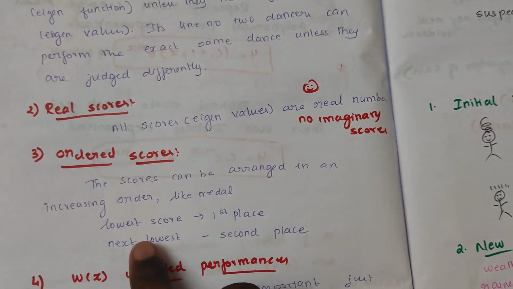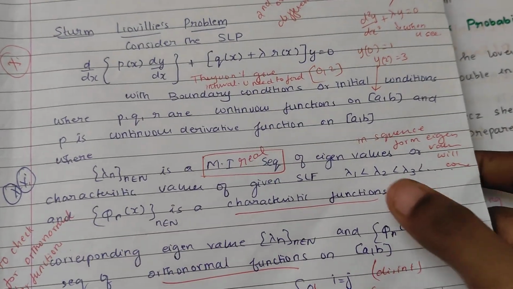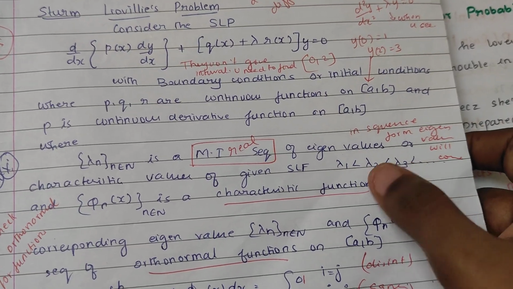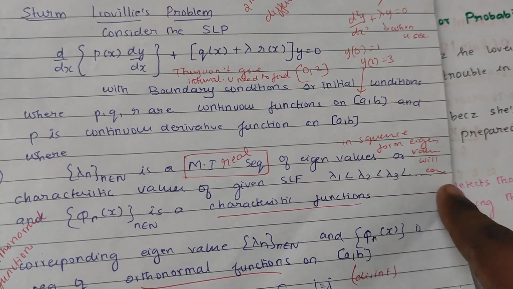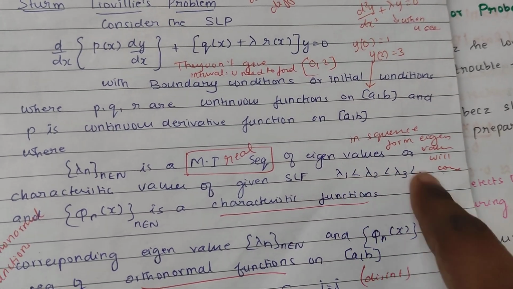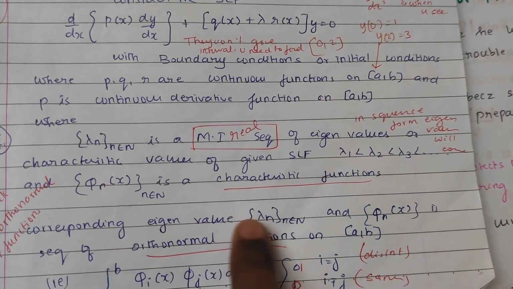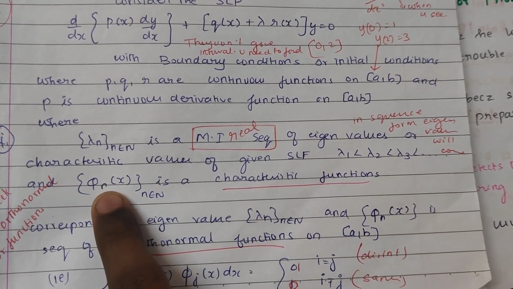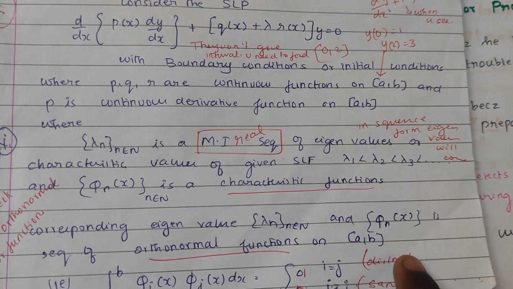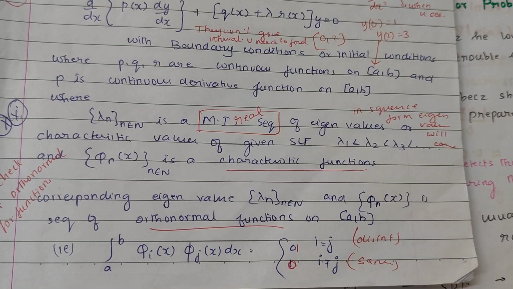I already told you about this with the ordered scores, like lowest first place, next lowest second place, like that. So lambda 1 is less than lambda 2, less than lambda 3, likewise it used to come. The lambda n is a monotonically increasing sequence. It is actually increasing, right? The eigenvalues are all increasing. And phi of n of x is the characteristic function corresponding to the eigenvalue. For every eigenvalue, we find the characteristic function. Phi of n of x is a sequence of orthonormal functions on a comma b.